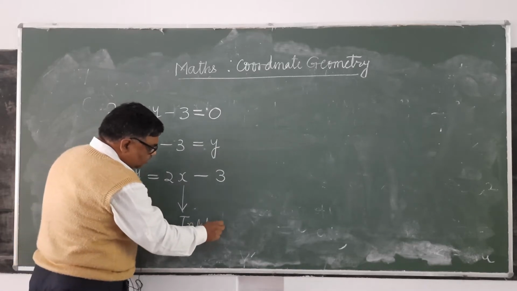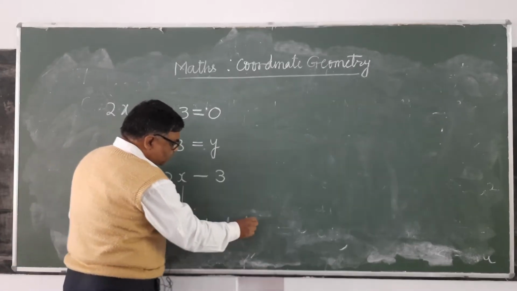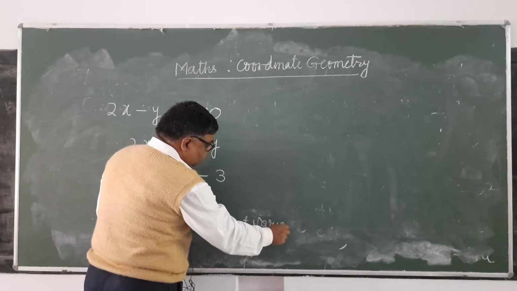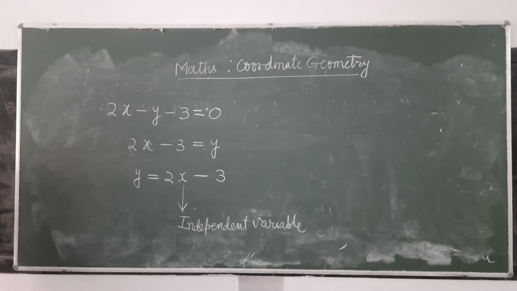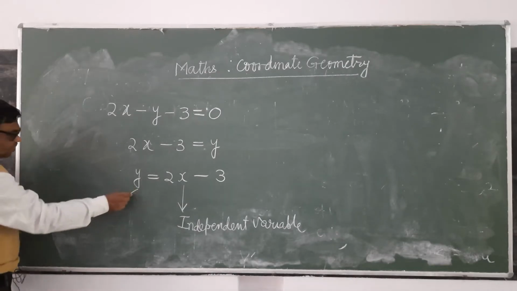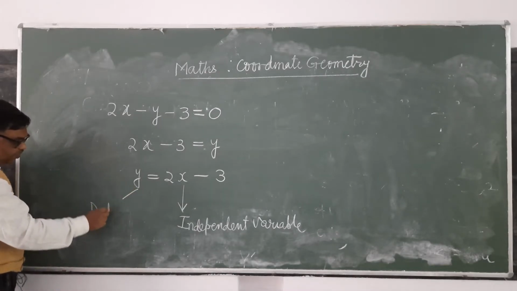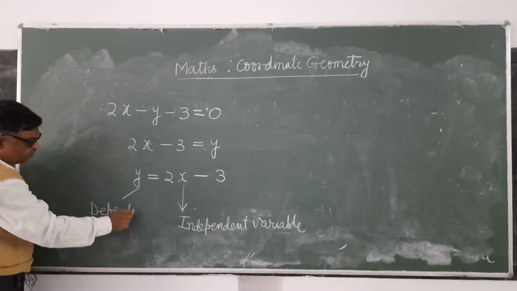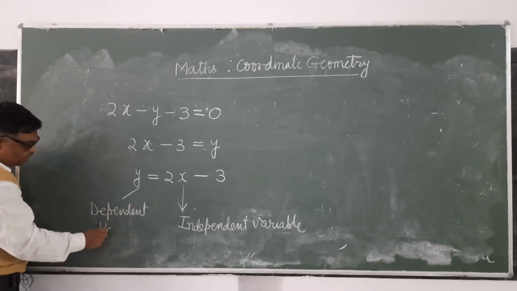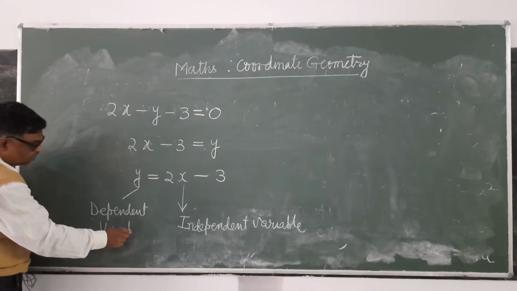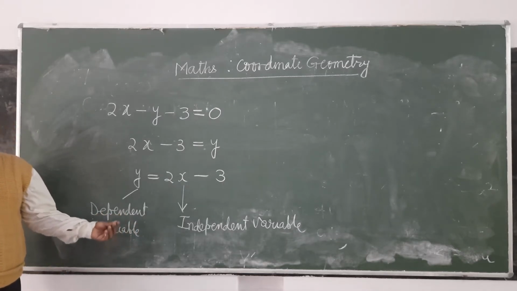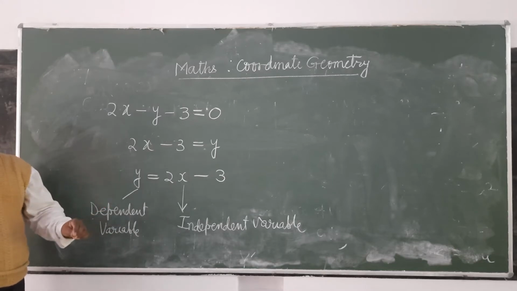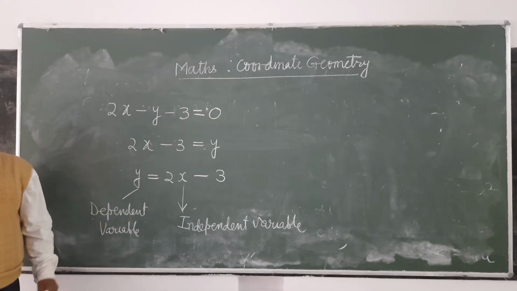X is an independent variable. What is y? Y is a dependent variable. Now what is the meaning of this? About variable I have already told: variable means whose value can vary, able to vary.